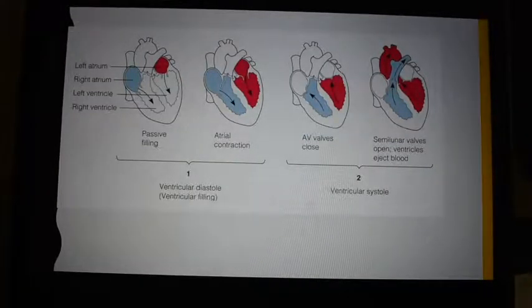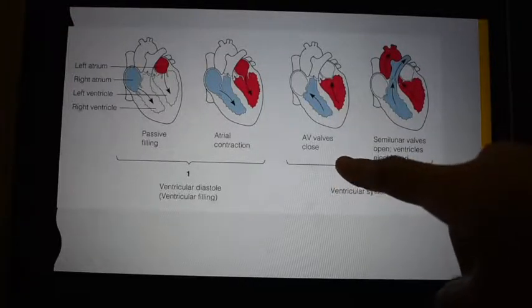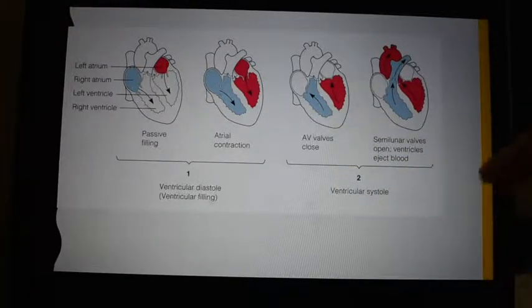Great. Here's another visual that I found that I thought was very helpful. The passive filling and the atrial contraction happen in phase 1, which is ventricular diastole, when the blood is moving into the atrium and the ventricles. And then ventricular systole is a squeezing. This is when the AV valves close and the semilunar valves open, allowing it to eject blood through the body.